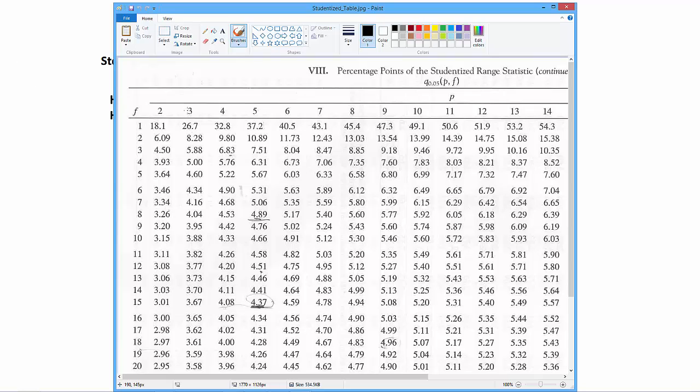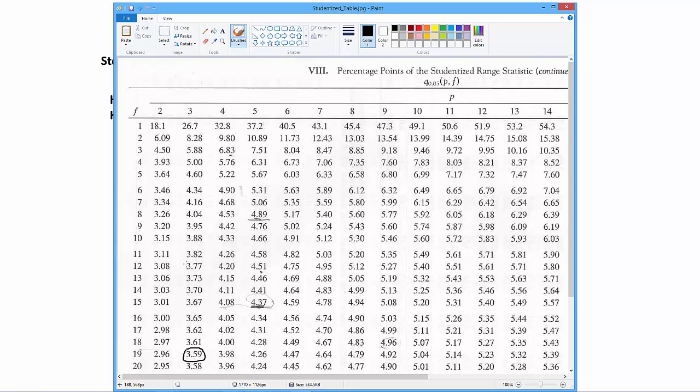We have 3 groups here and 19 degrees of freedom. So we scan down and there we see 3.59. So 3 groups and 19 degrees of freedom. The columns here are number of groups, not degrees of freedom, but number of groups. We have 3 groups and then 19 degrees of freedom. So 3.59 is our studentized range statistic.